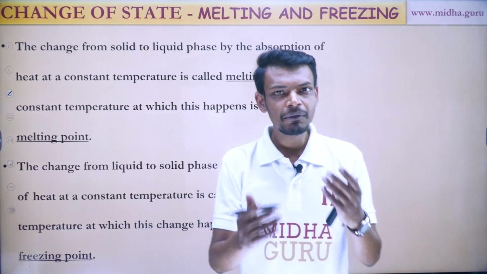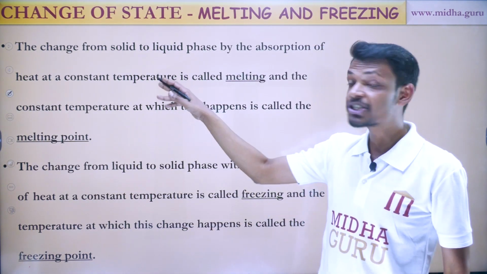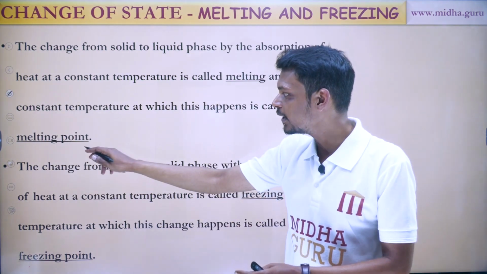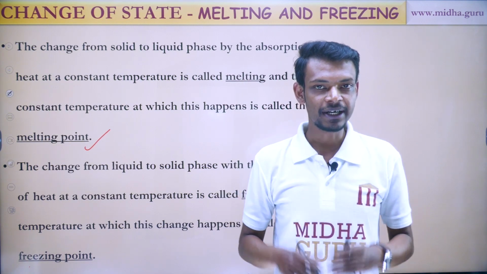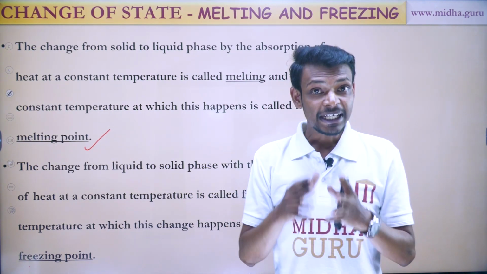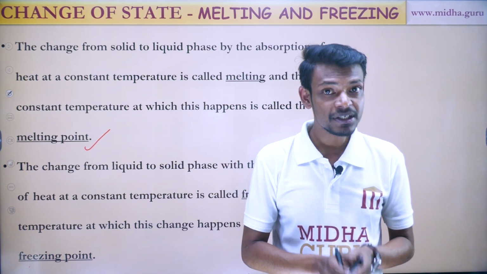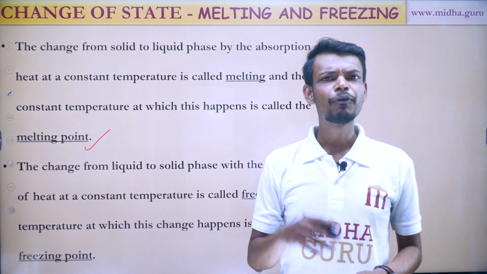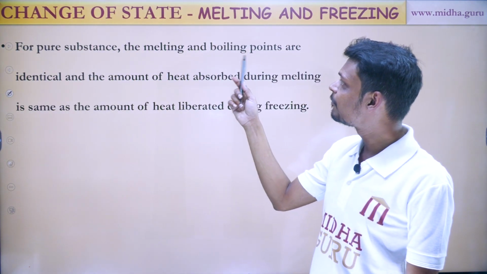And why does this happen? We will explore it in the upcoming slides. The constant temperature at which this change of phase happens is called its melting point. And if we talk about freezing, it's just the opposite. It is the constant temperature at which a liquid transforms into solid, and the temperature at which this happens is called its freezing point.